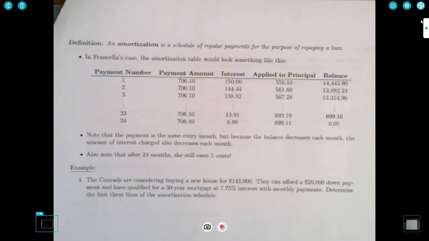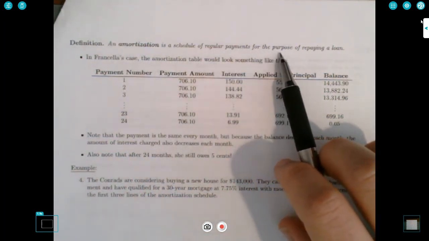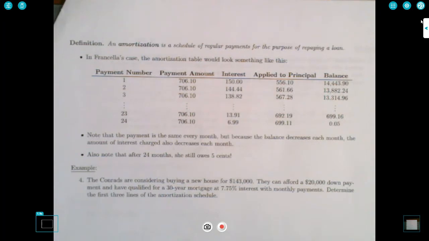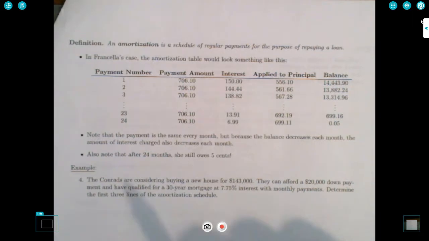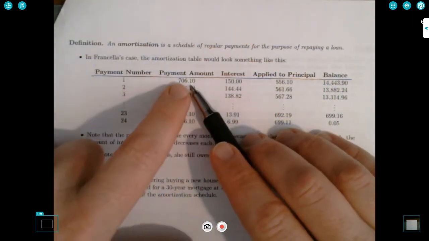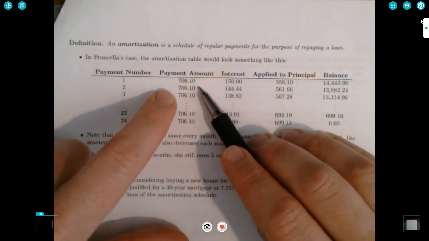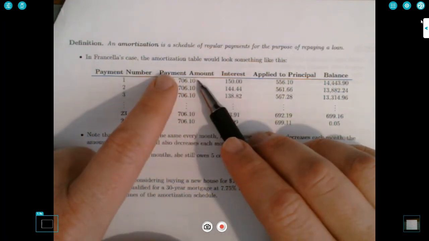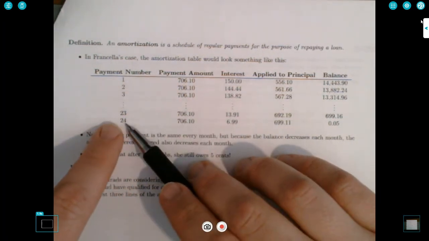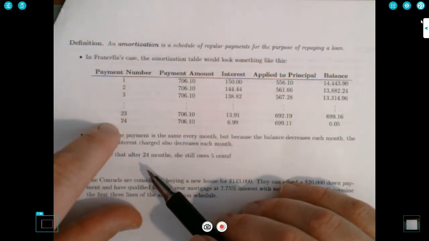so now we can talk about the amortization tables, right? An amortization is a schedule of regular payments for the purpose of repaying a loan. In Francella's case, the amortization table would look something like this. Her very first payment is going to be $706.10, because we figured out that would be her monthly payment. In fact, every payment she makes is going to be $706.10. And since she's making monthly payments for 2 years, in total she's going to have 24 payments, so this table is going to have 24 rows.